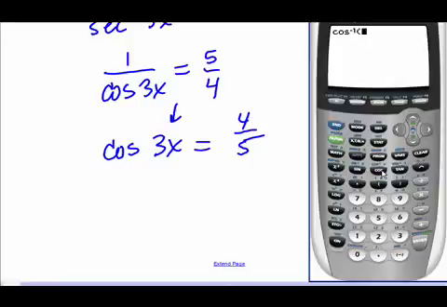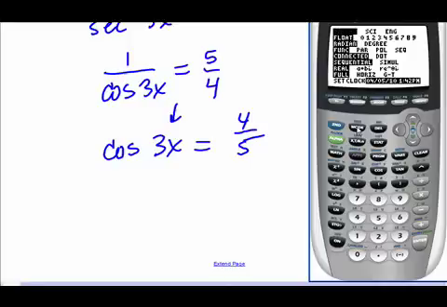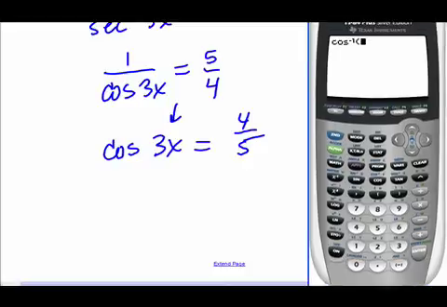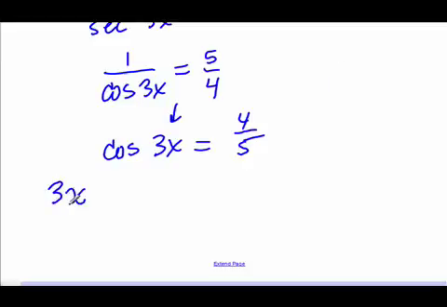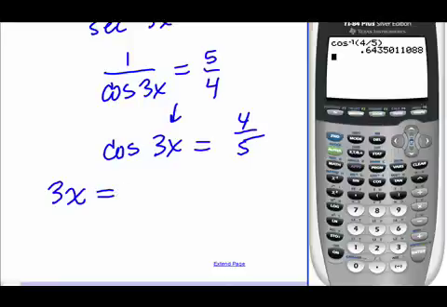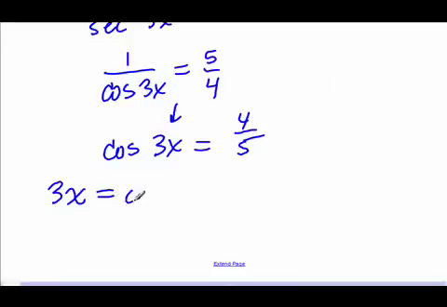So inverse cosine, I've got to make sure I'm in radians, by the way. Mode, I'm in radians. So calculator, what angle has a cosine of 4 divided by 5? And we're going to use 4 decimal places. So that's a 0.6435 radian angle. So we're going to list again, what are all the angles that 3x is allowed to be? Well, we just identified the first one, the quadrant 1 angle, 0.6435.